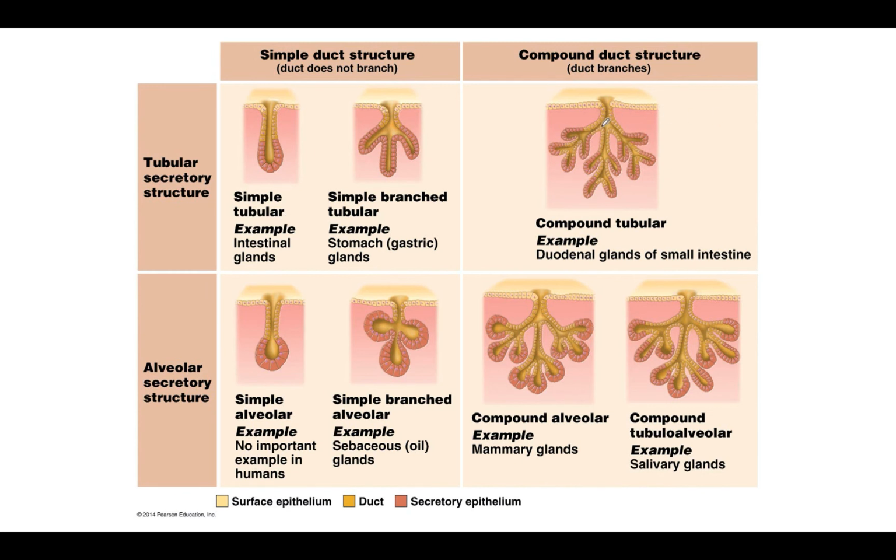Okay. Same thing, but when you look at this duct area, it's branched, therefore compound. And what kind of secretory epithelium shape? It's still tubular. So compound tubular exocrine gland. So I just want to know whether students understand how to put the naming.